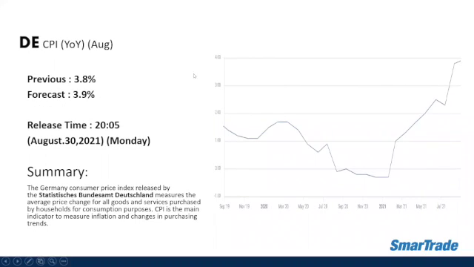And also we have the inflation rate, or the consumer price index, for Germany on a yearly basis for the month of August. The previous data was 3.8% and the market forecast was 3.9%. And the actual data was still unchanged at 3.9%.